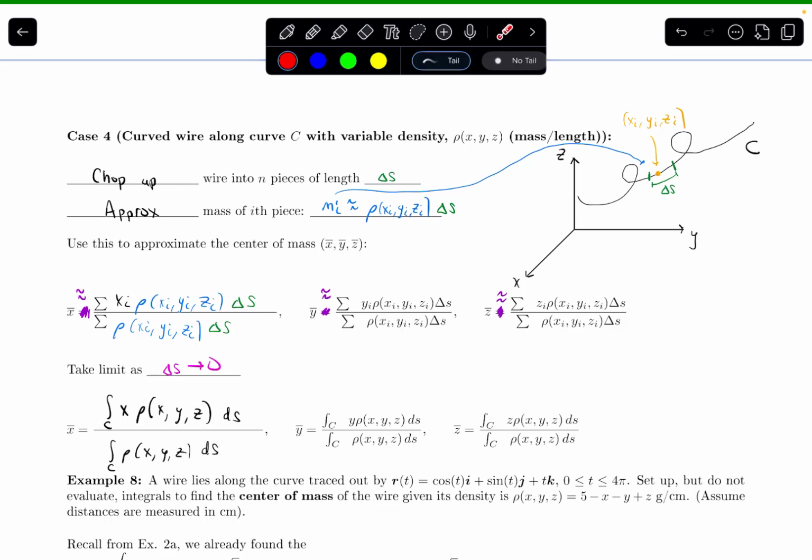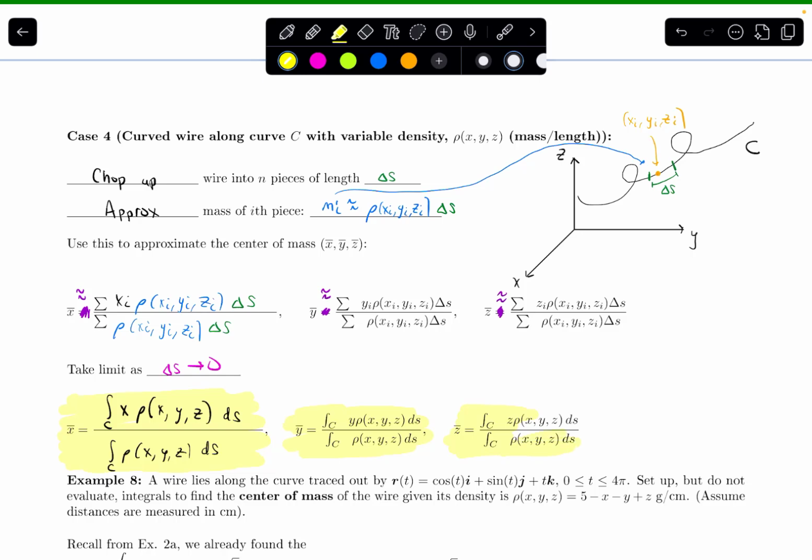Awesome, cool. And then similarly for the y coordinate and the z coordinate, what changes is instead of x multiplying my density, it'll be y multiplying it, and then z multiplying it. Okay, nice. So we have these formulas for the coordinates of the center of mass when our wire is a curved wire in three-dimensional space.